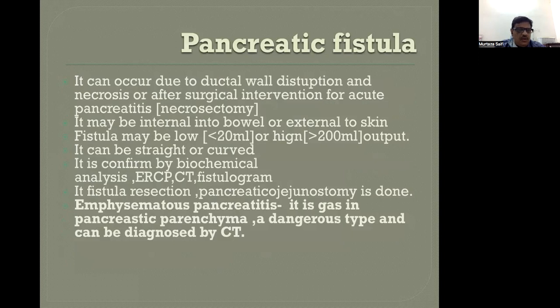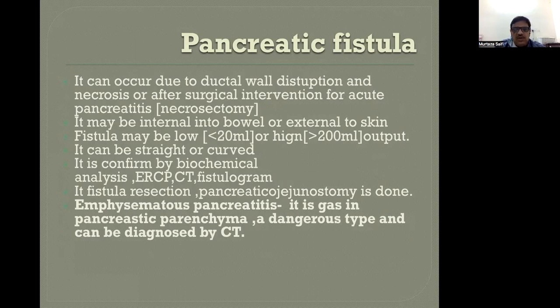Pancreatic fistula occurs due to ductal wall disruption and necrosis, or after surgical intervention for acute pancreatitis. It may be internal into bowel or external to skin. Fistula may be low, less than 200 ml, or high, more than 200 ml output. It can be cured. It is confirmed by biochemical analysis, ERCP, CT, fistulogram. If fistula, resection, pancreatogastrostomy is done.